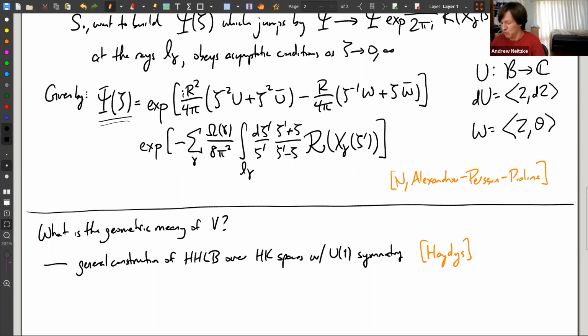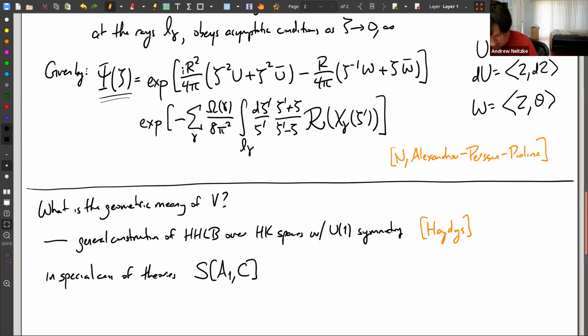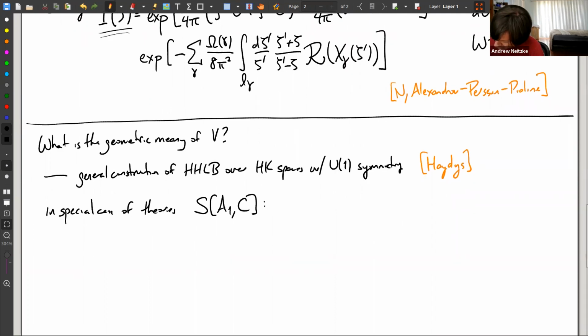So one kind of answer would be, well, okay, it's just this thing that comes when you have a space with the U1 symmetry. But I wanted to mention something else. So I want to consider the special case again of the theories of class S of type A1, the one that had to do with the geometry of a Riemann surface. So then M is the moduli space of Higgs bundles over the curve.